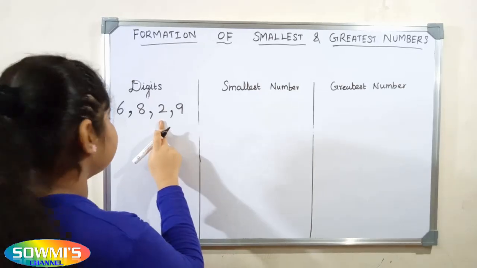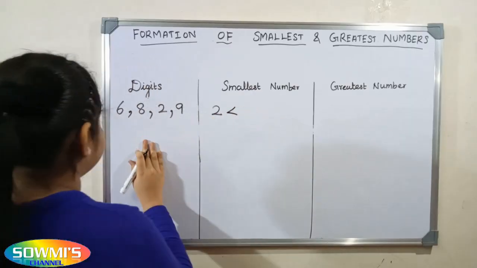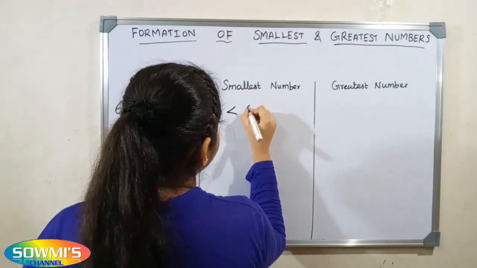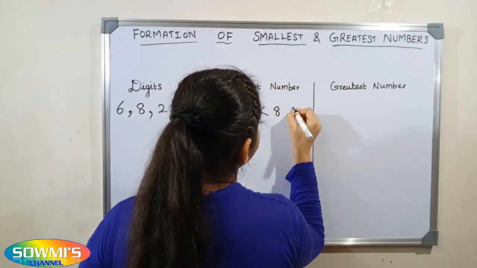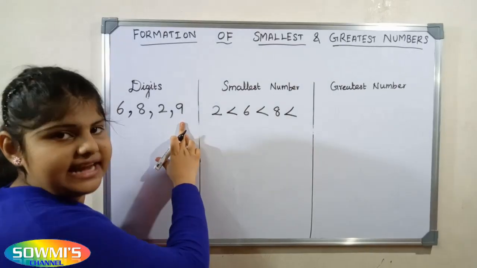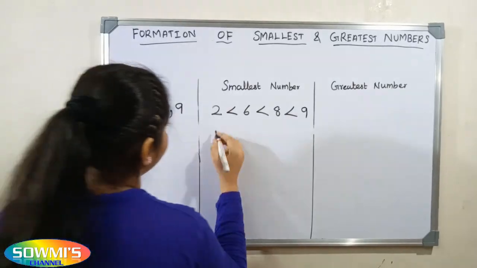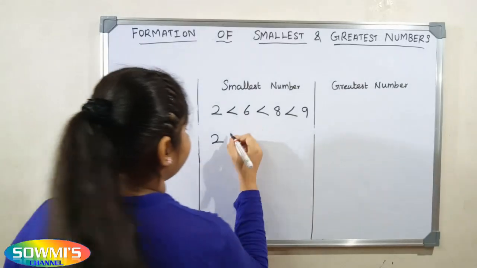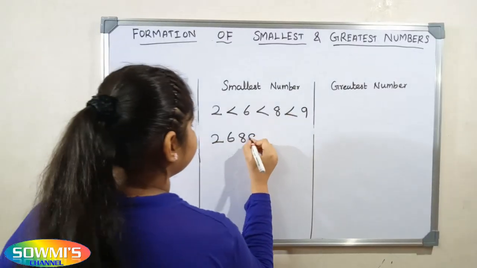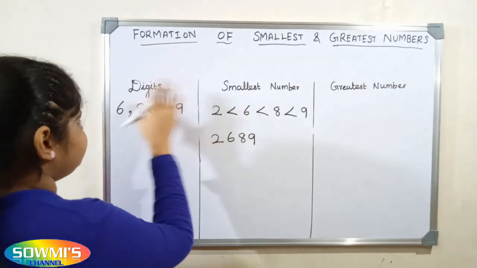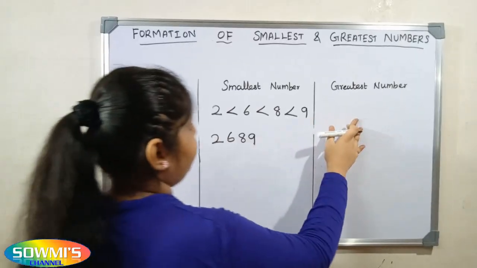Here the smallest digit is 2. 2 is less than 6. 6 is less than 8. And the largest digit is 9. So the smallest number is 2, 6, 8, 9. So the smallest number formed by these digits is 2689.